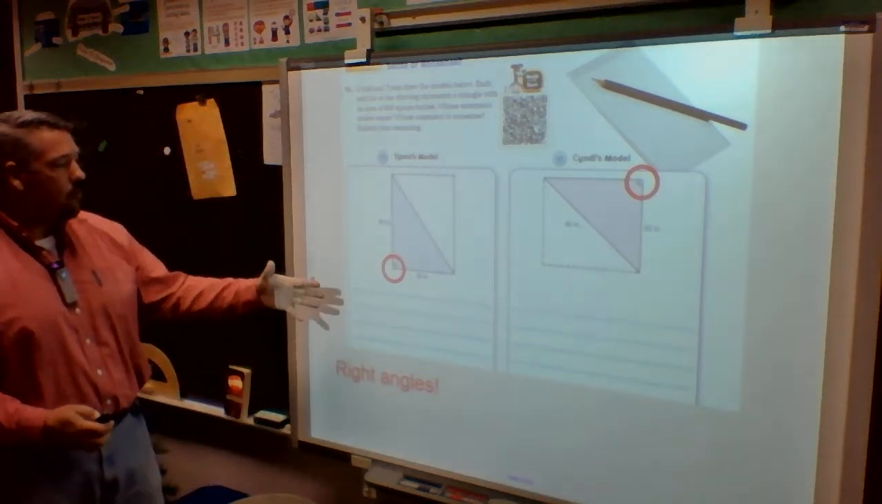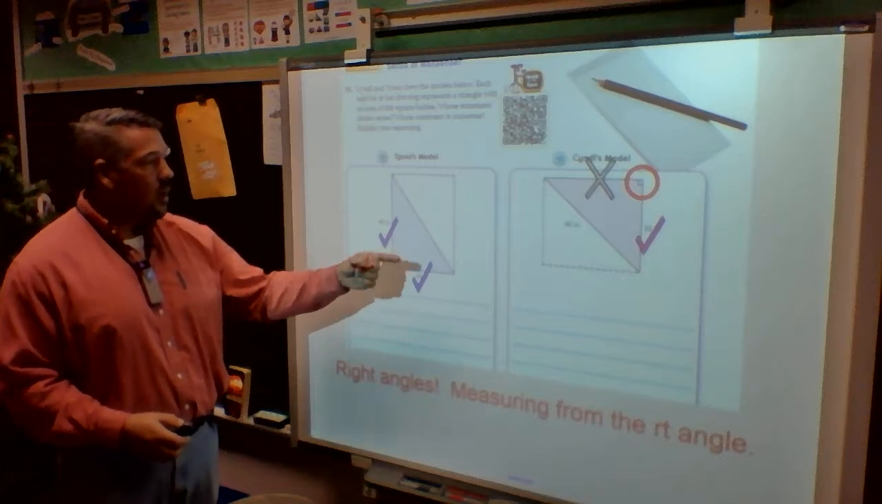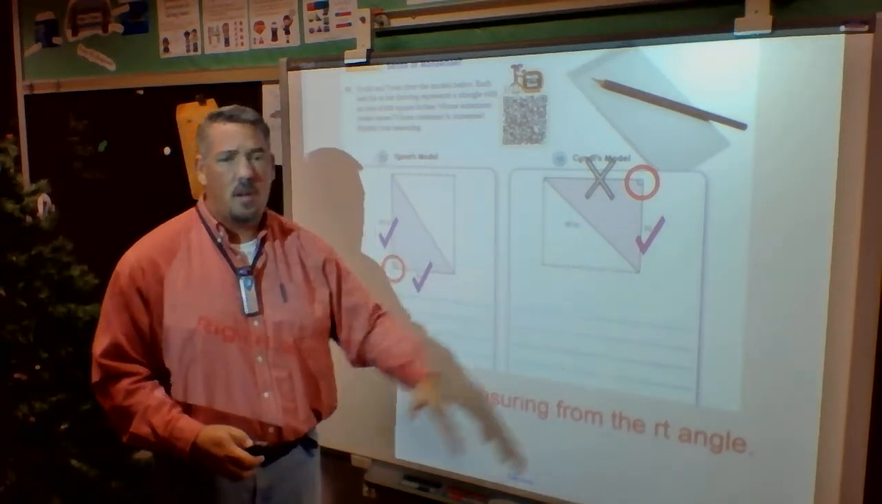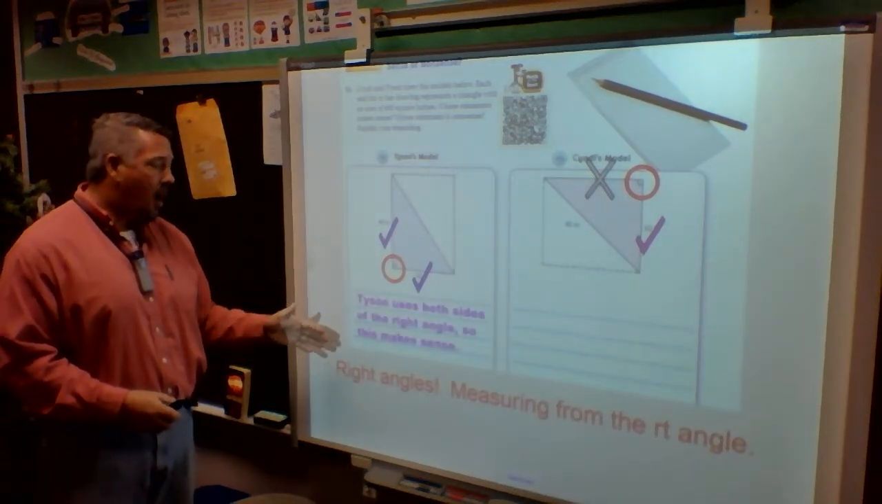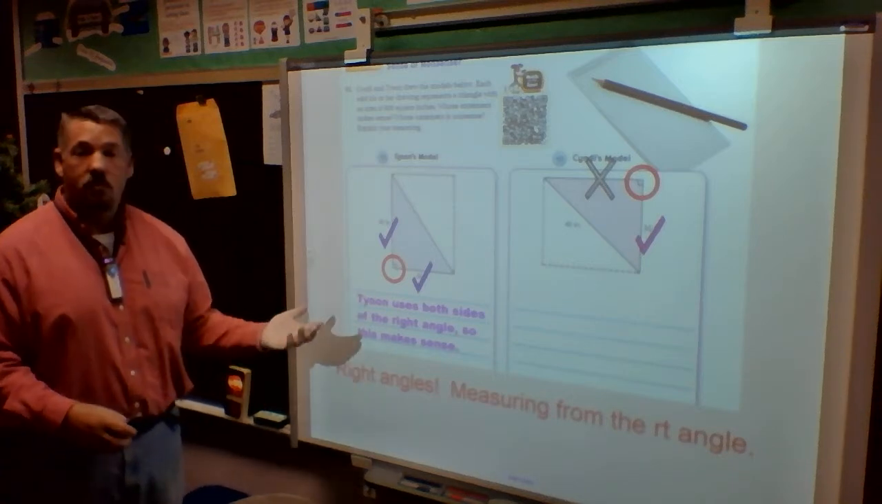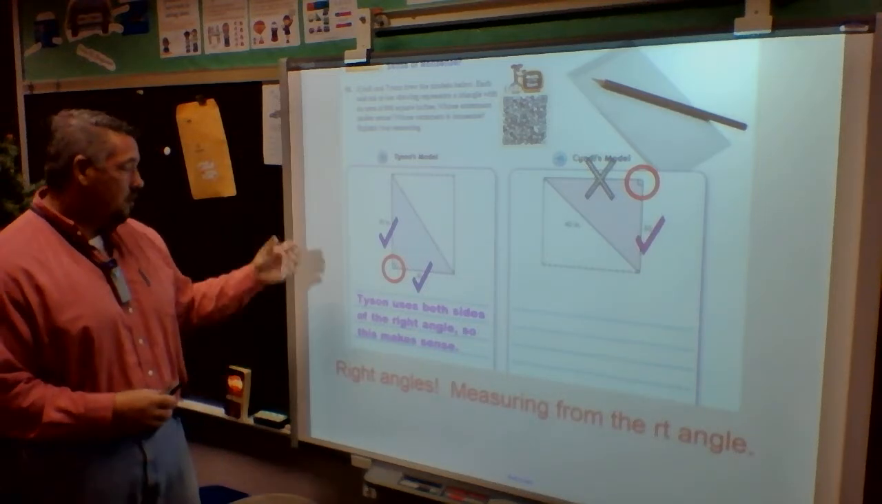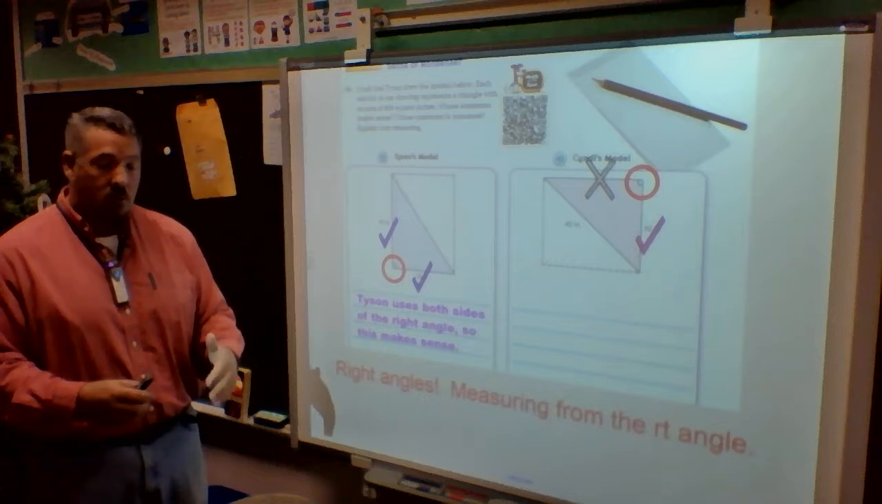So when I give my answers, I'm going to say that Tyson does indeed use both sides of the right angle, and yet Cindy used a hypotenuse in only one side. So Tyson uses both sides of the right angle, so this makes sense. It answered the question, and it proved how I knew it answered the question.